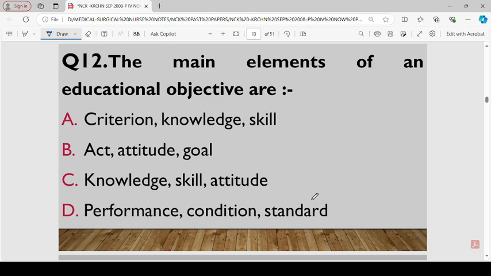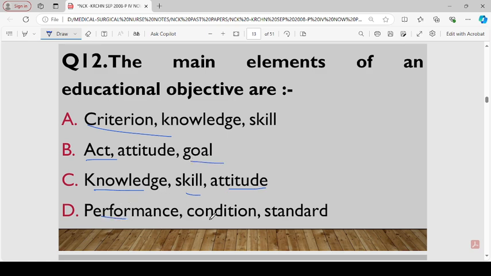The main events of educational objectives. Well, we normally look at Bloom's taxonomy, which talks about knowledge, skill, and attitude. When talking about this, you see the criterion makes this option wrong, right? Looking at this one, act and goal, right?